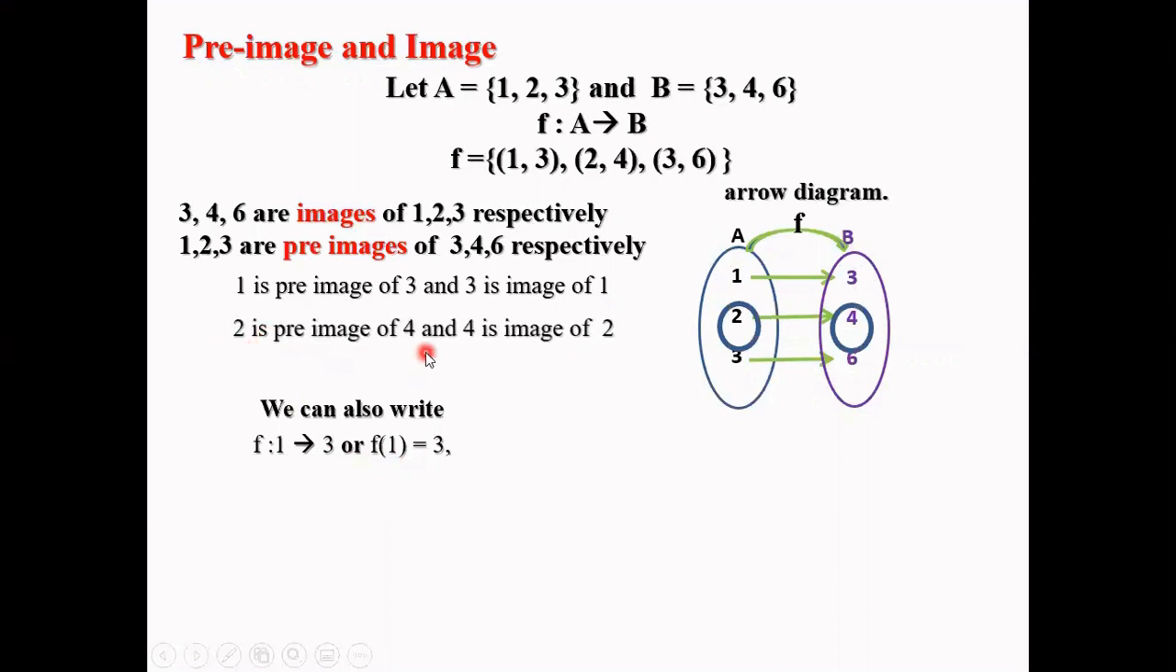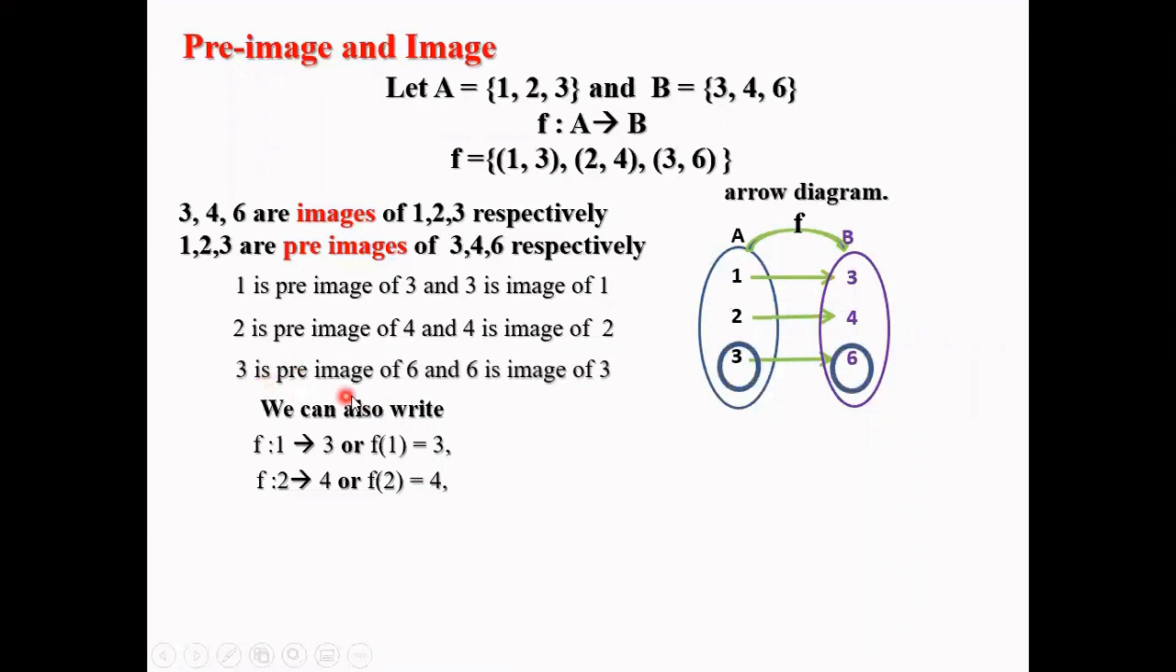2 is pre-image of 4, and 4 is image of 2. Also, it can be written as f(2) equals 4.